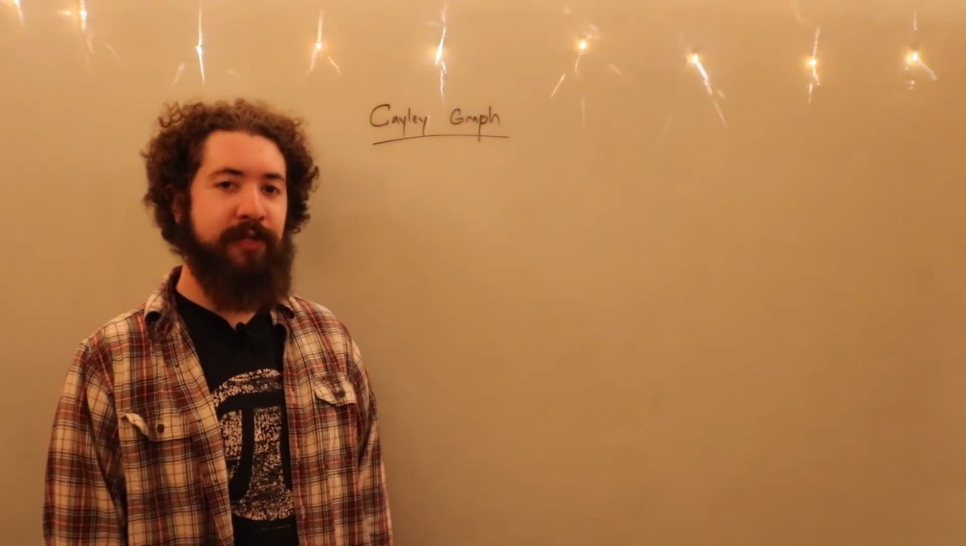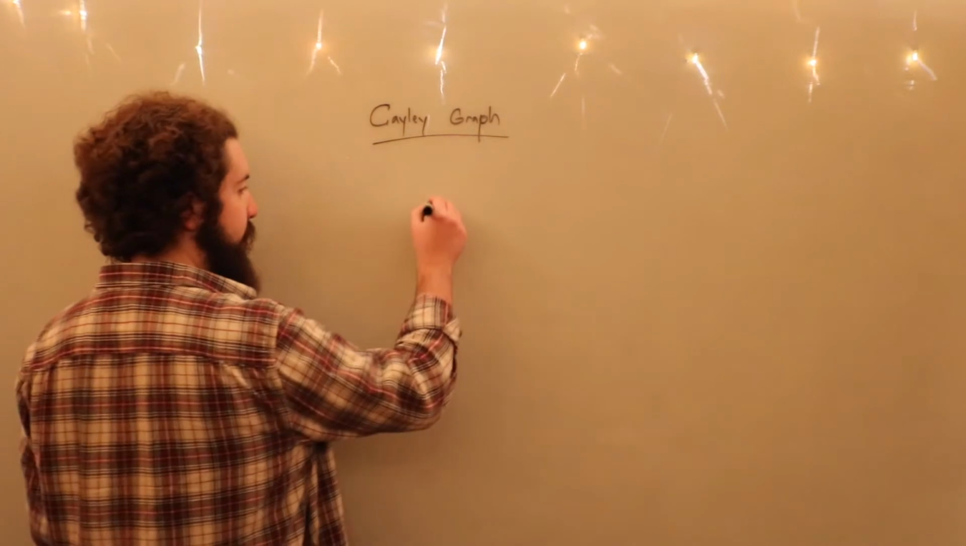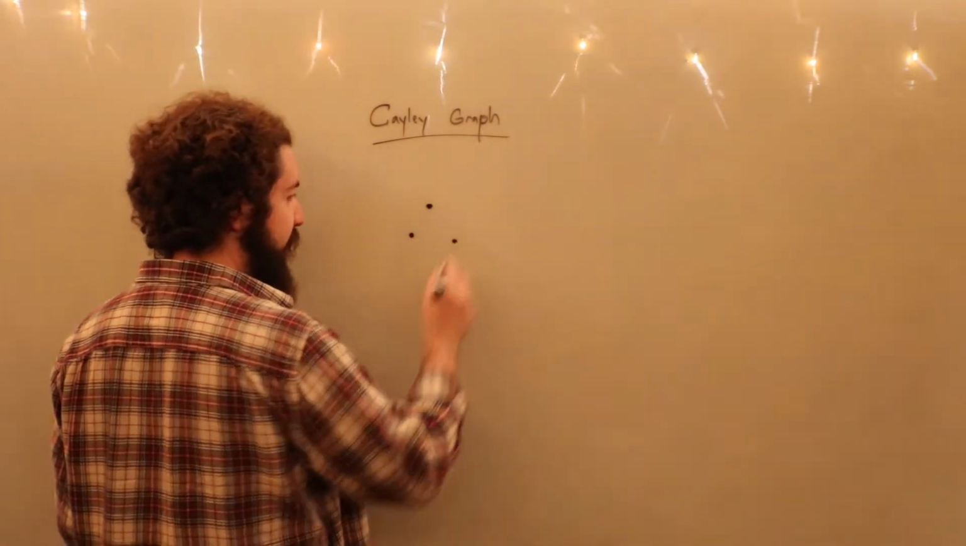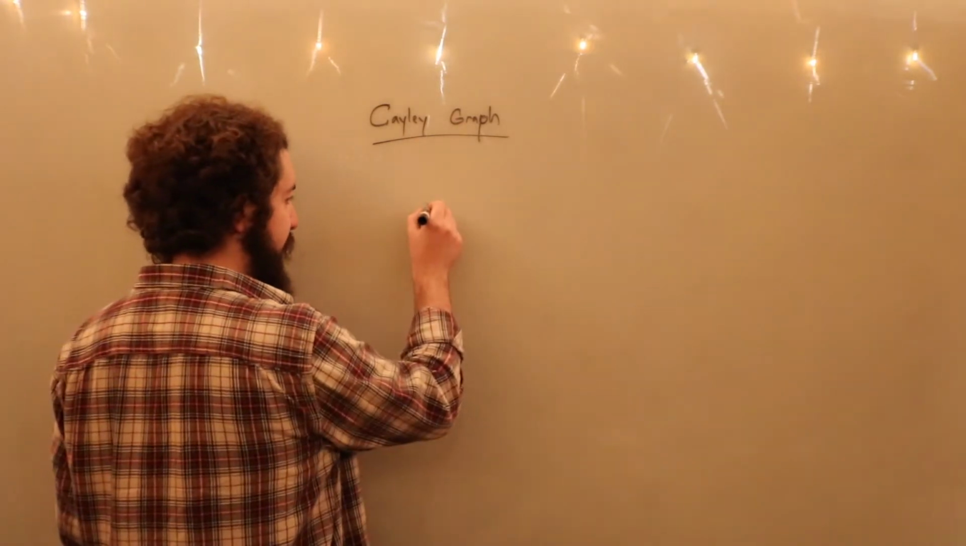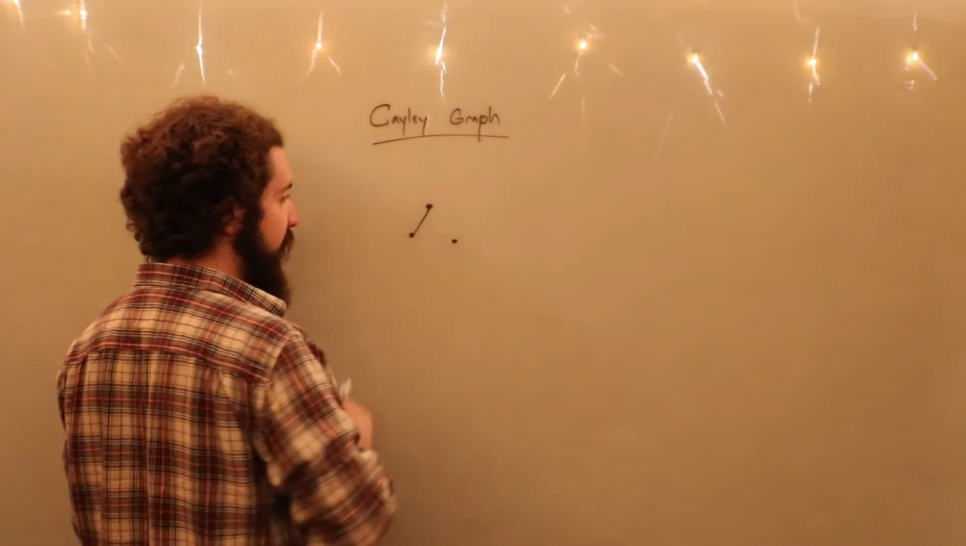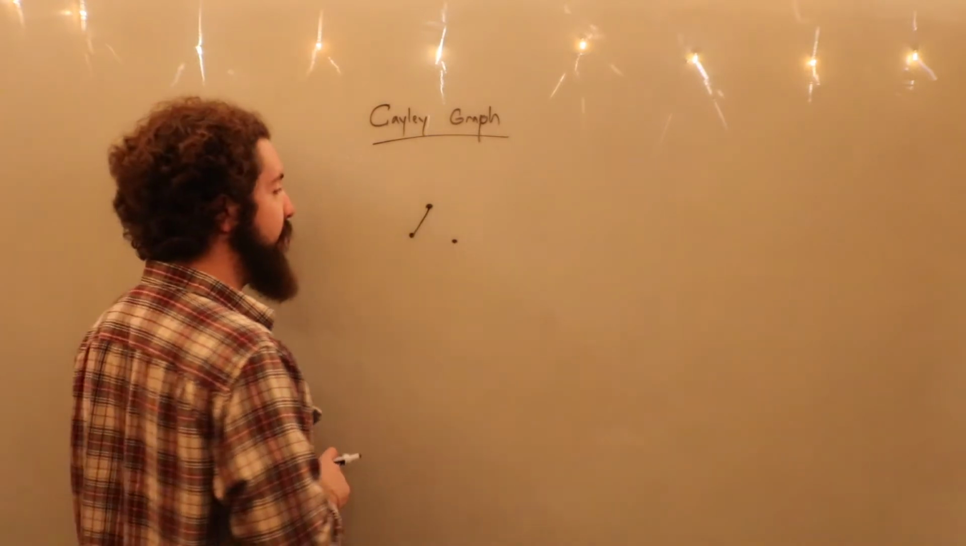So what we're going to do is the following. We're going to start with a vertex for each element of a group. Now we're going to draw an edge between two vertices if you can get from one to the other by multiplying by a generator of the group.